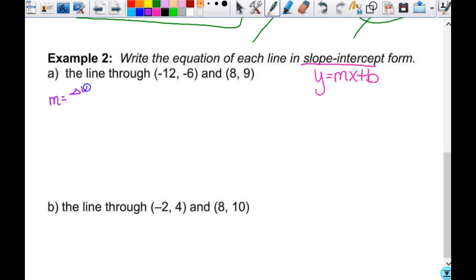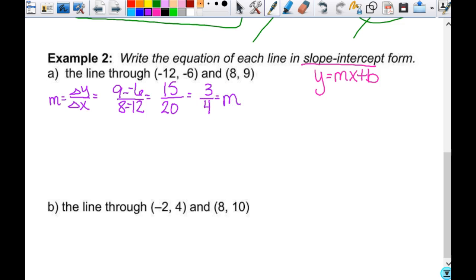Slope is delta y over delta x, and that's equal to 9 minus -6 over 8 minus -12. So what's 9 minus -6? 15 over what? 20. Can I reduce that? 3/4. Okay, so there's my slope.